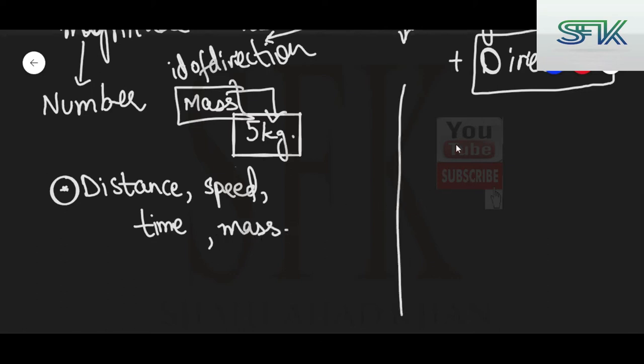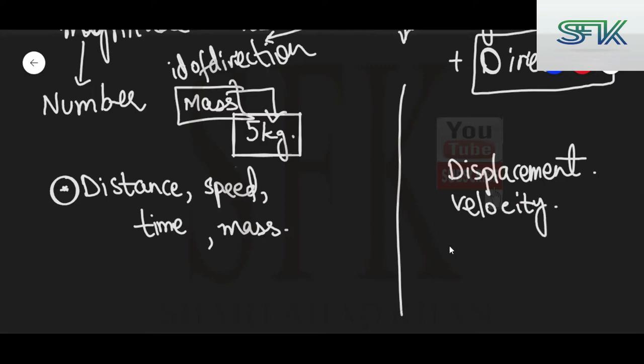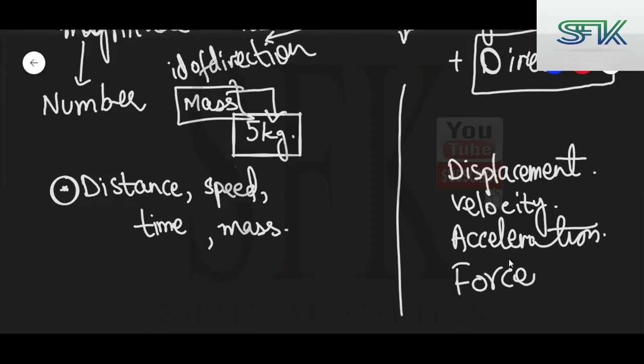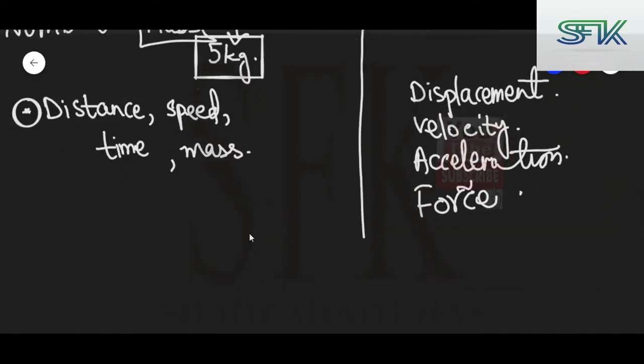Whereas if you talk about vectors, vectors include displacement, which is a vector quantity. Speed is a scalar quantity, right? Velocity is a vector quantity. Acceleration is a vector quantity. And force, let me give you another example. Force is also a vector quantity. Now let's talk about these quantities one by one.